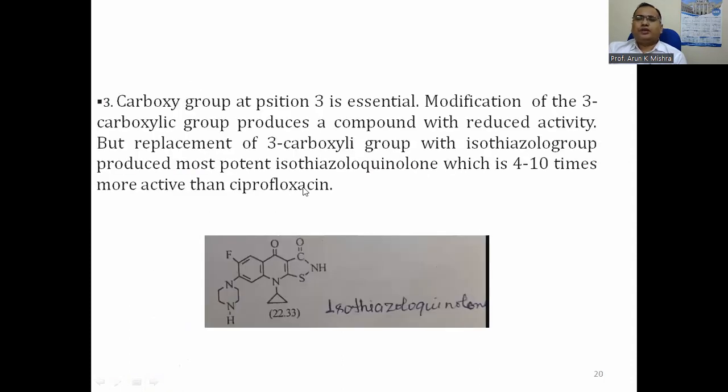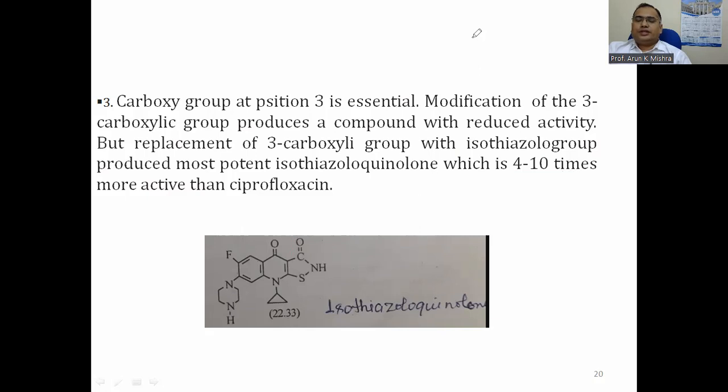Next point of the SAR is the carboxy group. Carboxy group at the 3rd position is an essential part, and in every structure of the fluoroquinolone at the 3rd position, you will see the carboxylic moiety or carbonyl moiety. But there are some structures in which this carboxylic acid moiety, as earlier we saw in the structure of ciprofloxacin and even in the structure of ofloxacin, the COOH group was there. But modification in the 3rd position, तीसरे पोजीशन पे इस कार्बोक्सिलिक ग्रुप को हमने चेंज कर दिया और इसको हमने आइसोथायोजोल मोइटी से अटैच कर दिया. So when this isothiazole moiety has been attached on the 3rd position, the pharmacological activity in comparison to ciprofloxacin has increased from 4 to 10 times.